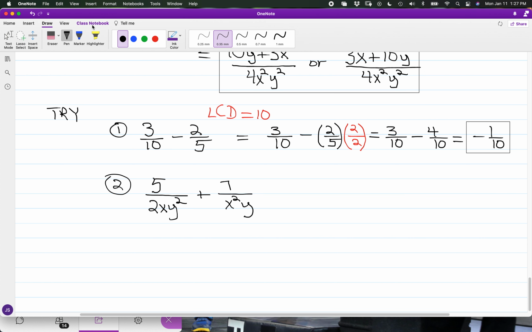Now, for the sum of the fractions, 5 over 2xy squared and 7 over x squared y. Now for the least common denominator. Okay, so we got 2. And for x and x squared, okay, we have x squared. And for y and y squared, we have another y squared. And just taking what we have with the sum.